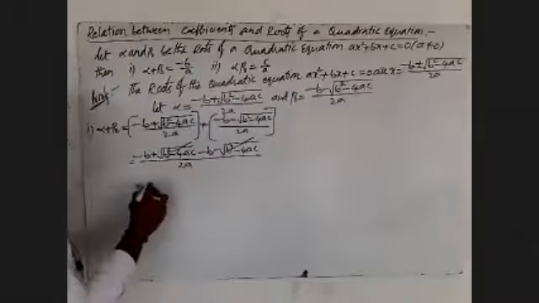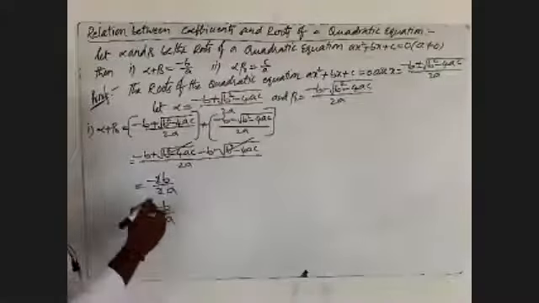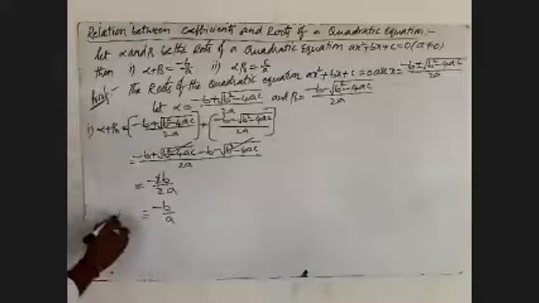The minus and plus root terms will be cancelled. Remaining we have to write minus 2b by 2a, and 2 and 2 will be cancelled. Remaining we have minus b by a. That is the value of alpha plus beta. This is the proof of the first one. After that we will take the second one.